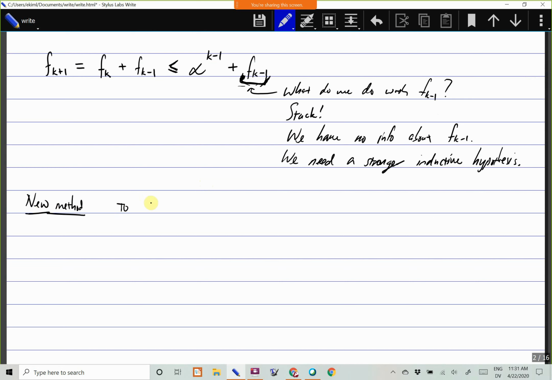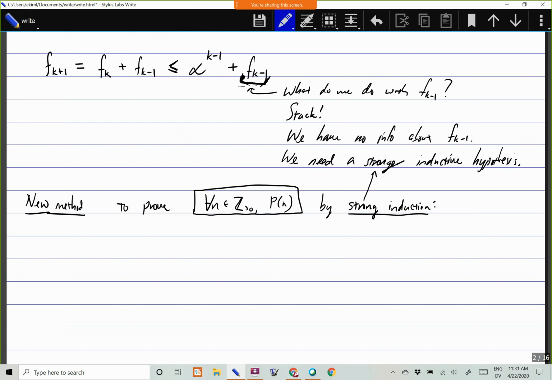So to prove, for all n in positive integers, p of n, same general setup. You need to prove a statement that looks like that, just like before, and then the name of the method I'll just introduce right now. It's called strong induction. I don't actually very much like the name of it. Most people don't once you learn what's going on, but I think the name comes from this right there, stronger inductive hypothesis.